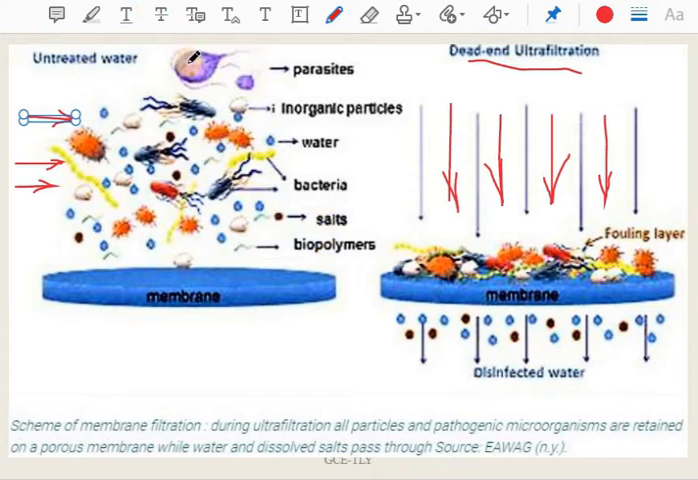You can see that in untreated water there will be parasites, inorganic particles, bacteria, salts, and biopolymers. Based on the size of the membrane, the exclusion takes place in most of the membranes.